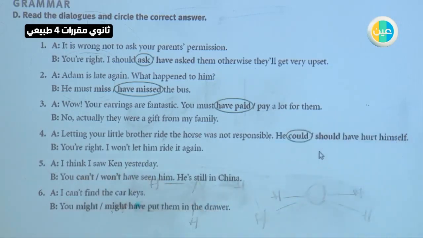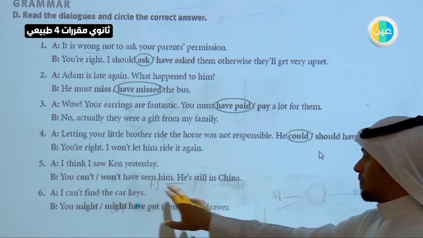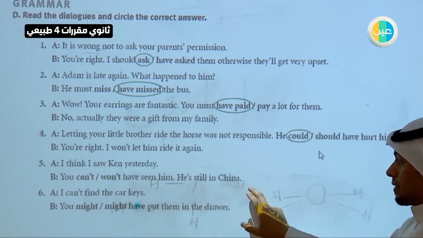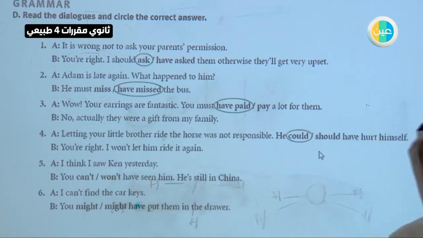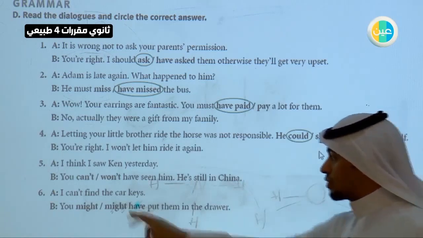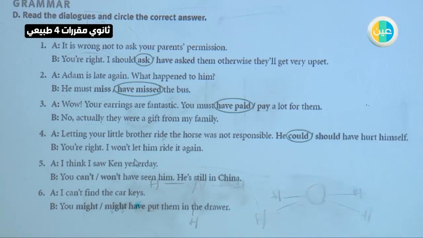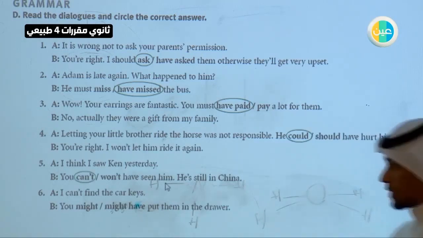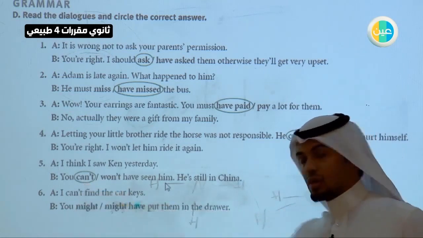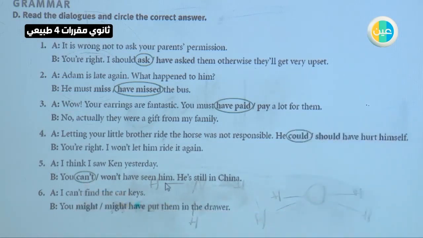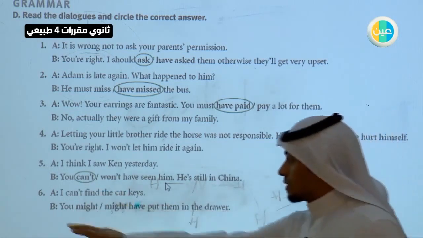Number 5, I think I saw Ken yesterday. You can't or you won't have seen him. He is still in China. So something I am sure about, we don't say won't, we say you can't have seen him, because can't and couldn't express certainty.